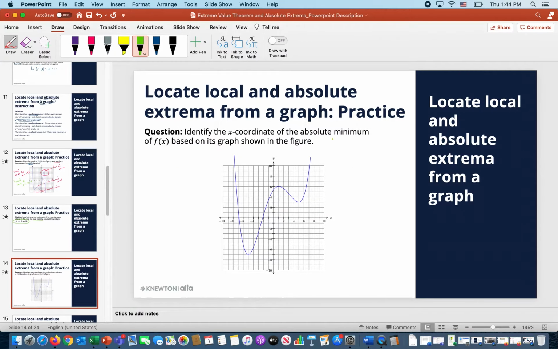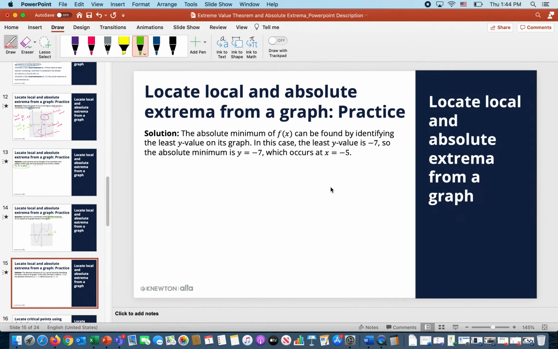Identify the x coordinate of the absolute minimum. Now we are distinguishing, okay? So the absolute minimum on the graph, the absolute, right? That's the one where we're not looking at the humps. We're looking at the very smallest y value. And that occurs right here where x equals -5. Okay, so the value is -7, but it occurs at -5.